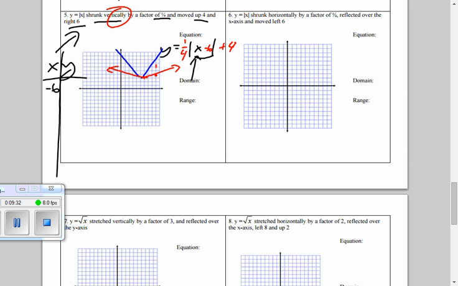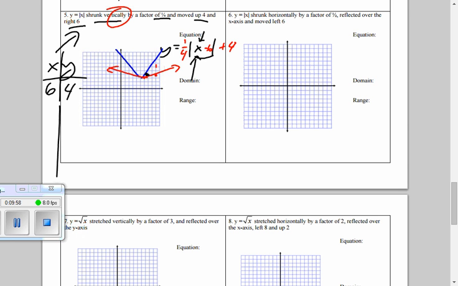-6. So I stick in x is -6. Well, no, it's an x minus 6 in there, so I don't want x to be -6. I want +6. If +6 goes right in there, I have 6 minus 6 makes 0. 1/4 of that is still 0, plus 4 is 4. 6 comma 4.